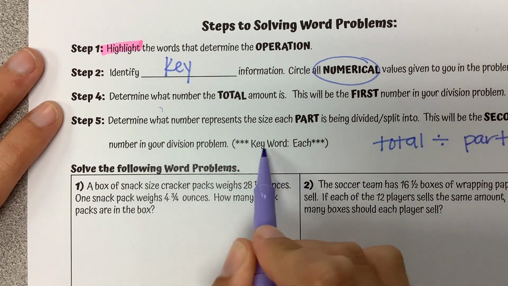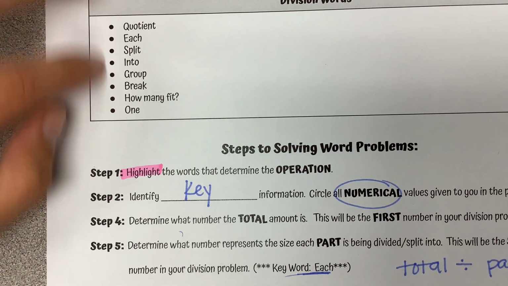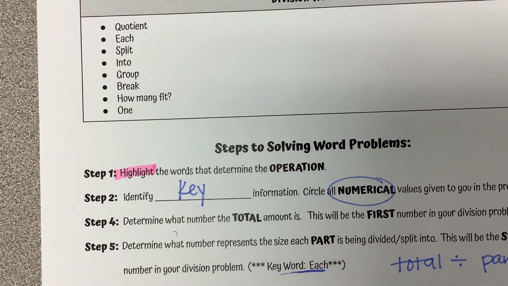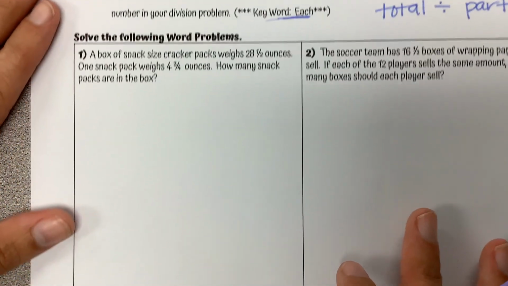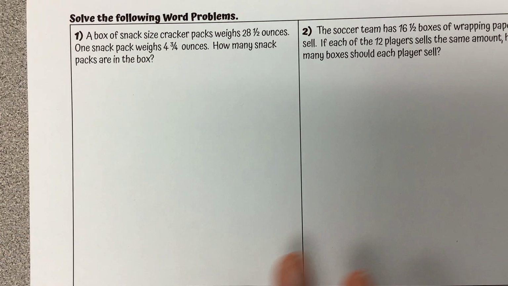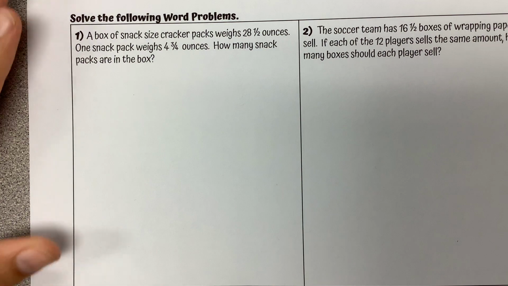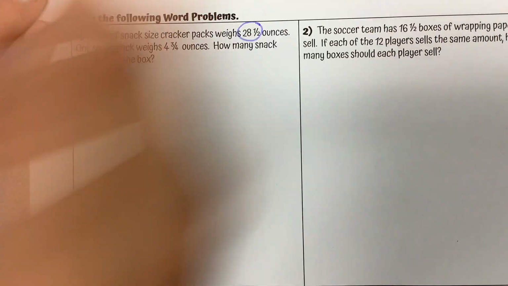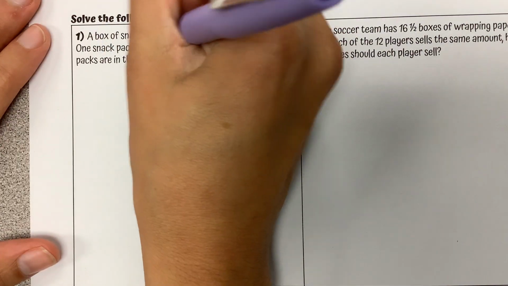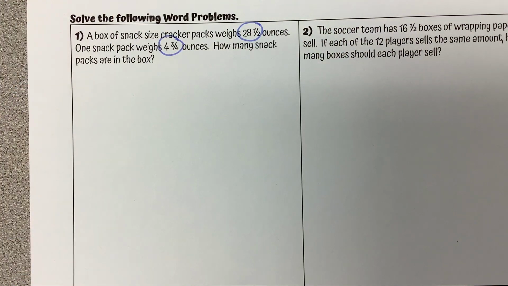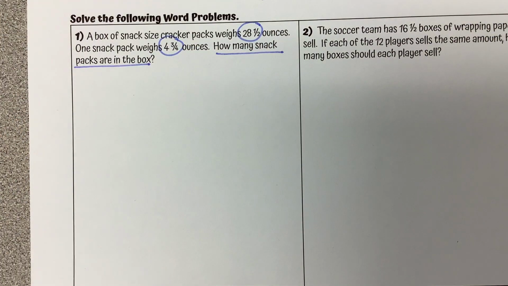And a lot of times you're going to see something like each or any of these keywords up here. If that's in the same sentence or that same spot where we have the part, that's what it's going to represent. So let's look at problem number 1. A box of snack-sized cracker packs weighs 28.5 ounces. So as soon as I see that number, I'm going to circle it. One snack pack weighs 4 3/4 ounces. How many snack packs are in the box?